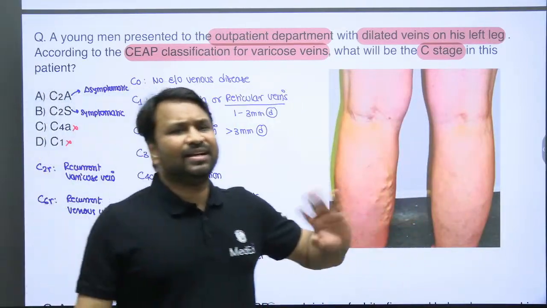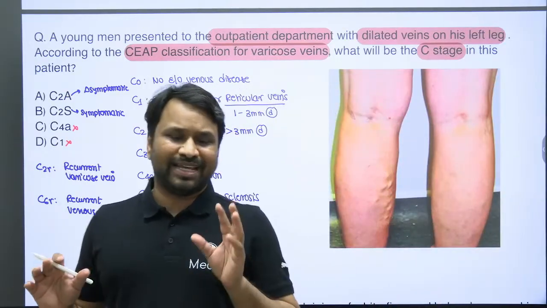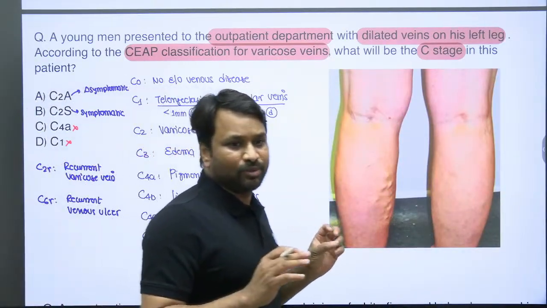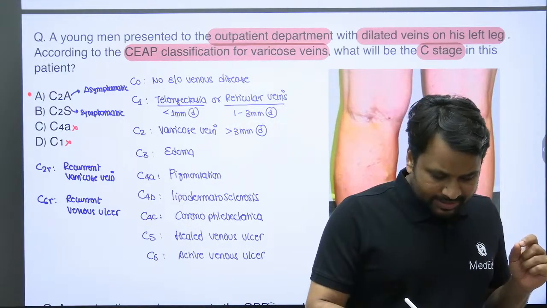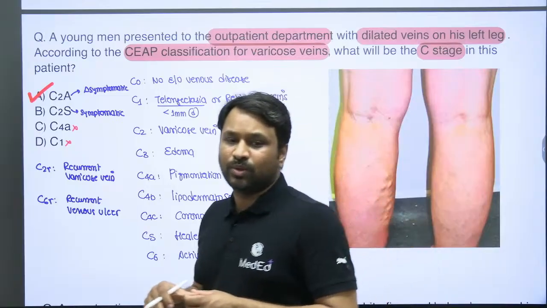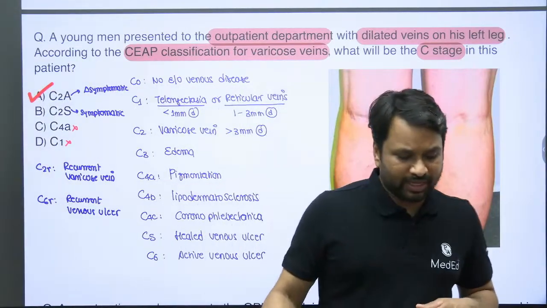Patient is presented with dilated veins on the leg. There is no complaint of pain, no complaint of anything. Is it asymptomatic or symptomatic? This is where the basic component lies. So this is asymptomatic. Dilated veins do not count as symptoms. They're just a finding. Absolutely correct. Answer is going to be A.